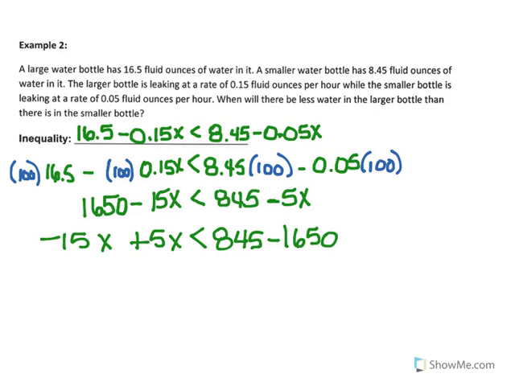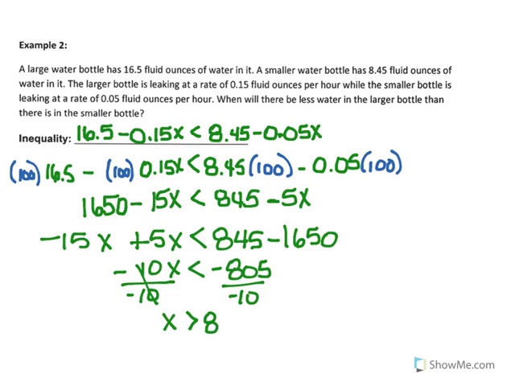Now that I've done that, I can go through and work it out. I need to divide by -10. And because I divided by -10, I know that x will be greater than 80.5. To verify that this is a solution, the only thing I have to do is choose a number greater than 80.5, replace it in my original inequality, work it out, and I should have a true statement.